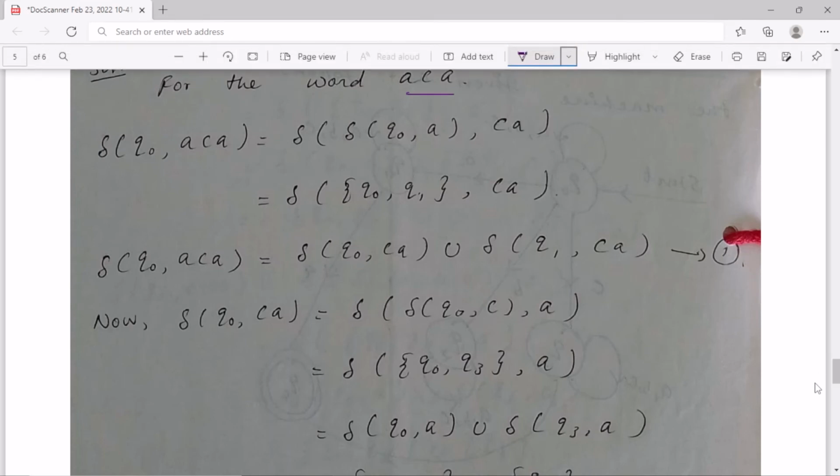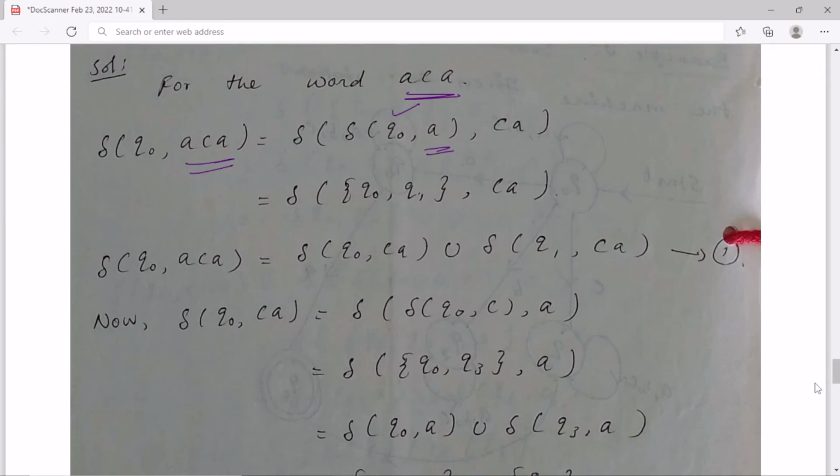So now for the word ACA, first you have to read the symbol. Initially we are at state Q0. Now we are going to read A, and then we are going to read CA. Now delta of Q0 comma ACA: after reading A, you have 2 different possibilities, right? Either you are at Q0 or at Q1, comma CA. So what I am going to do is delta of Q0 comma CA union delta of Q1 comma CA. That is what we are going to split here. So one is from Q0 with CA and the other is Q1 with CA.